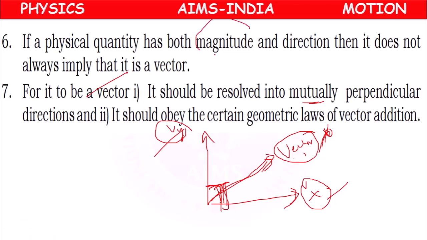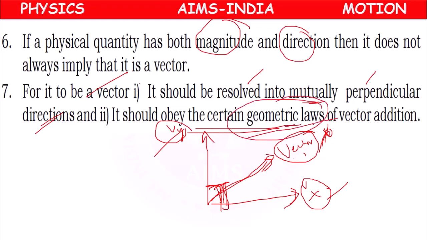Along with having magnitude and direction, it should be resolved into mutually perpendicular directions. That is one condition, and they should follow certain geometric laws of vector addition. So then only it will be a vector. Otherwise it is not a vector.